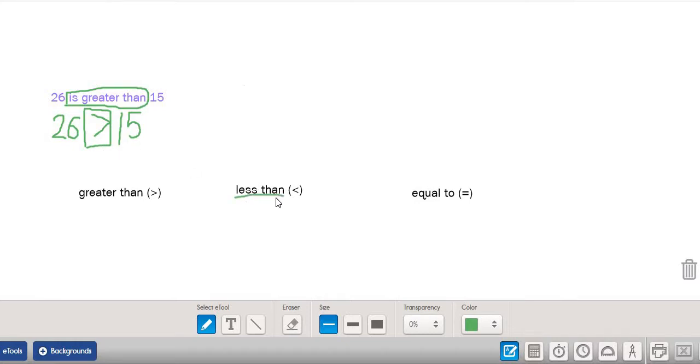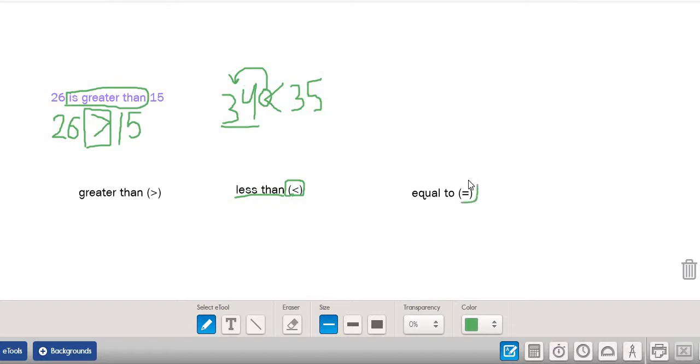What about less than? This is the symbol that we can use instead of less than. You know now that 34 is less than 35. Please grade 1 note that this corner is toward the least number, 34. So 34 is less than 35.